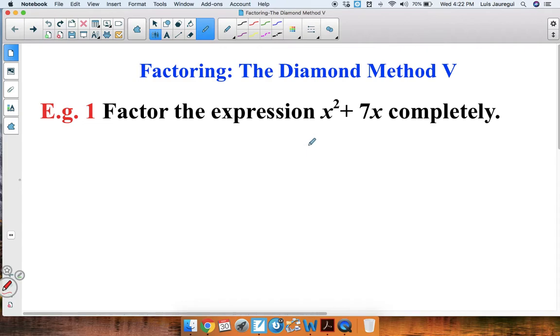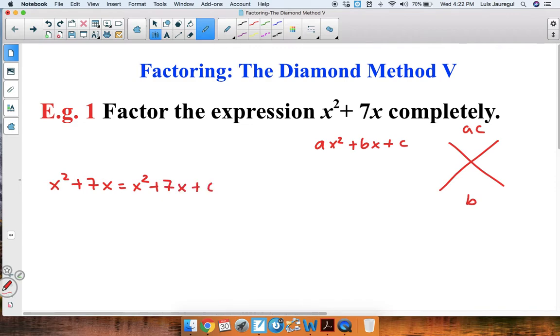Now notice that every single time we use the diamond method, we had an expression in the form ax squared plus bx plus c because we needed to figure out the product a times c and then b. In this case, we're only provided with two terms instead of three terms, so we have a binomial instead of a trinomial. Therefore, what we need to do is rewrite this binomial as a trinomial as follows. x squared plus 7x is equal to x squared plus 7x plus 0.